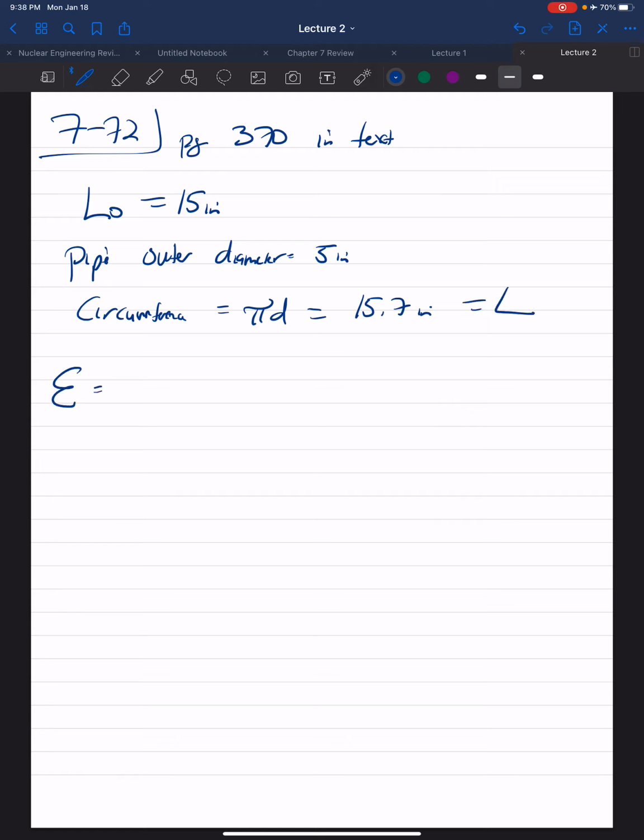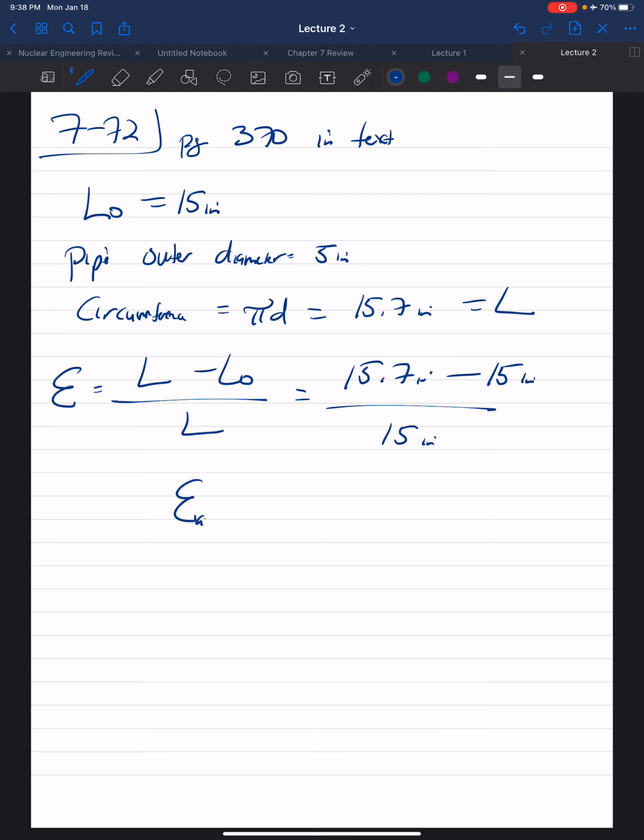So your average normal strain is L minus L sub o over L sub o. So it's 15.7 inches minus 15 inches, over 15 inches. Average normal strain is 0.0472 inch per inch.